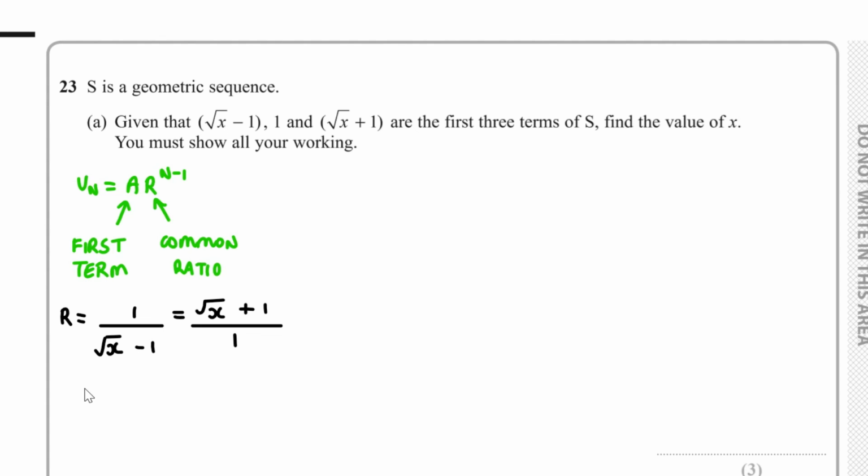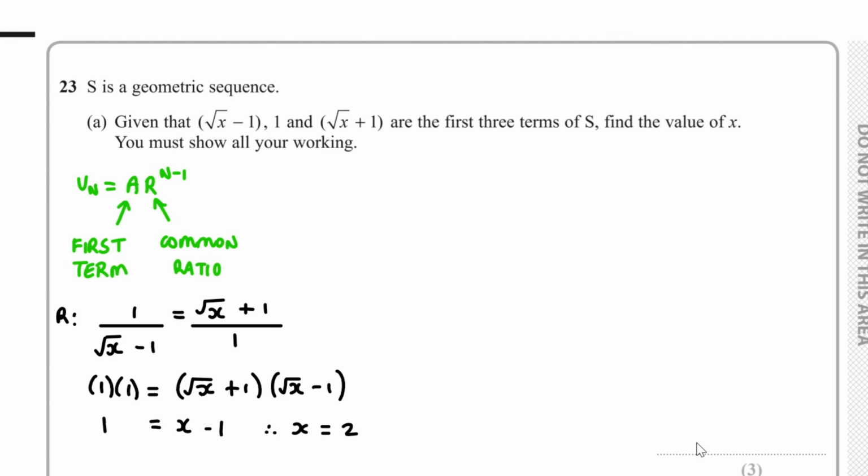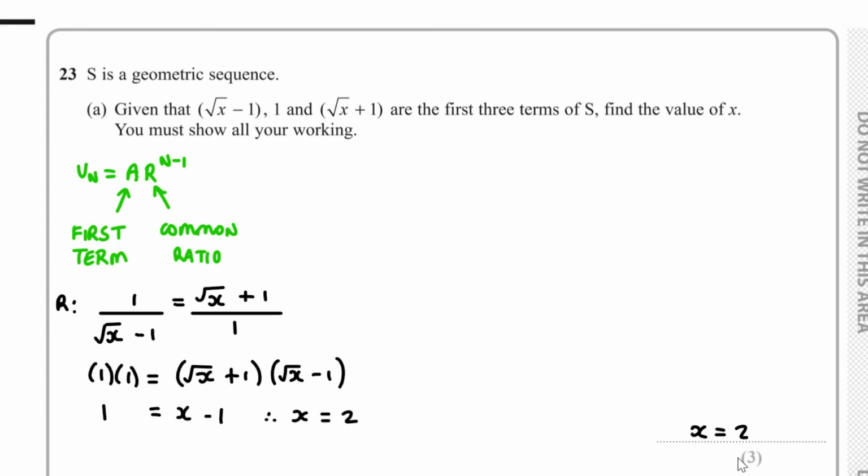So we've got here 1 times by 1 equals root x plus 1 lots of root x minus 1. So we've got 1 equals, here we've got a difference of 2 squares, root x times root x, that's just x, and then 1 times minus 1, that's minus 1. So therefore you can see x is equal to 2. So we have x equals 2.